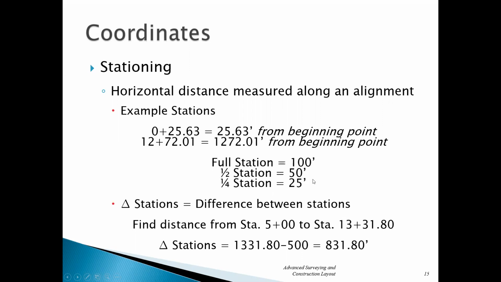So we use these terms a lot, full, half, and quarter, when we're talking about highways, because that's very, very common. When you talk about station difference, or the difference between stations, it's literally just subtracting one station from another. So if you want to know the distance from station 5+00 to station 13+31.80, you just subtract the two, and that distance would be 831.80 feet. Okay? That should be pretty simple. Any questions on that?